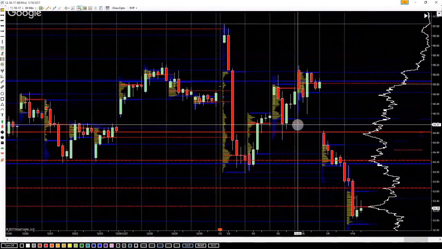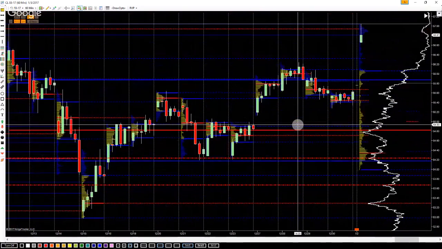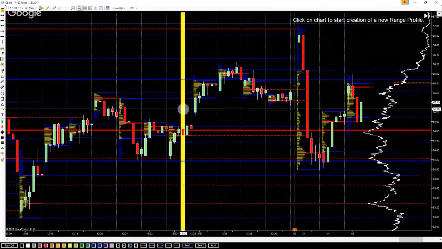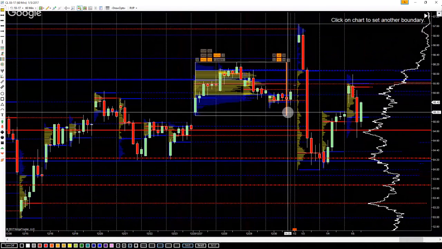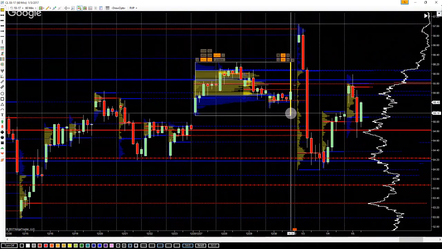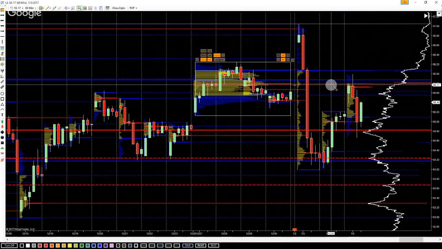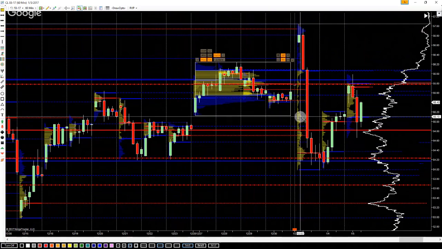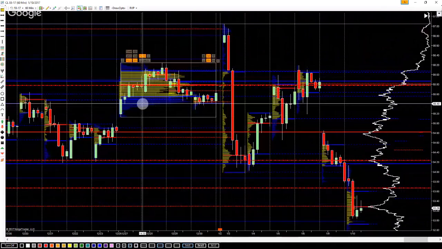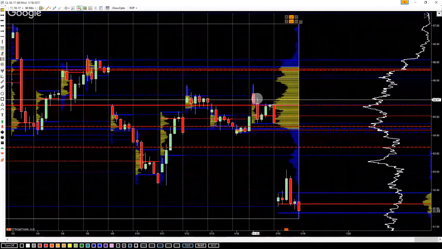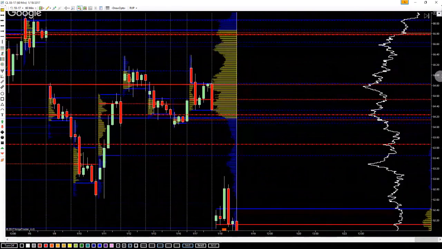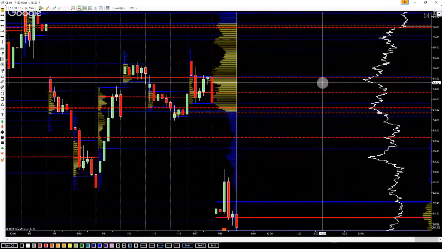and that was this. I believe I had, well, looking at it, it still makes sense to do it. We really balanced in here, and so I'm going to draw this one as well. Okay. That's actually a microcomposite VPOC within a microcomposite VPOC. All right. Now the next thing we're going to look for are going to be swing highs and swing lows.